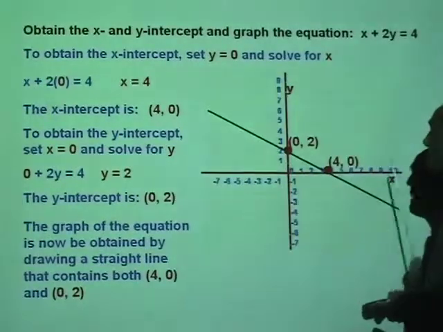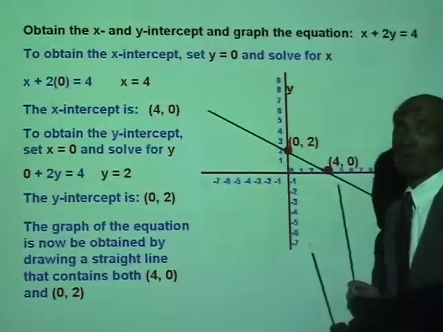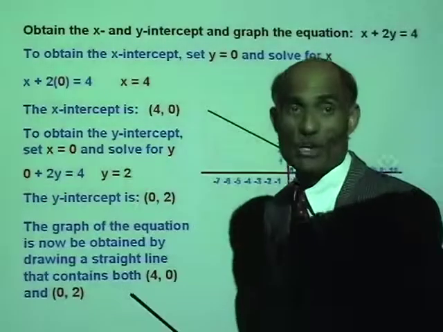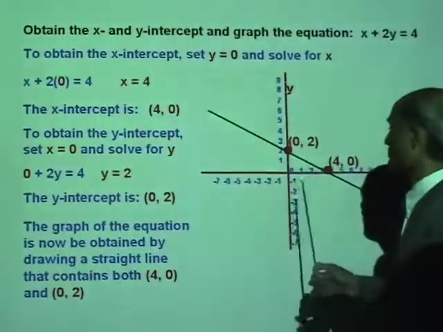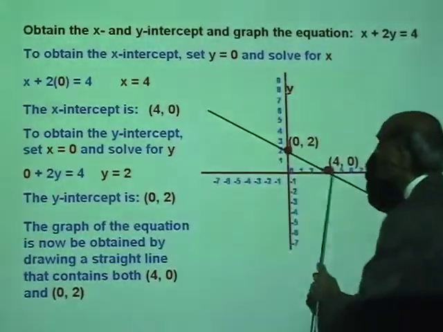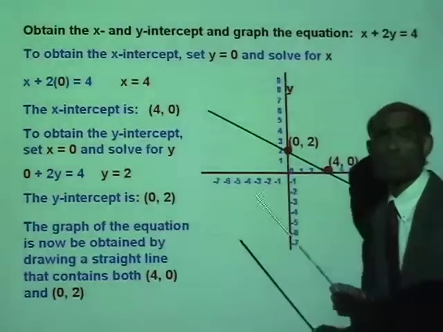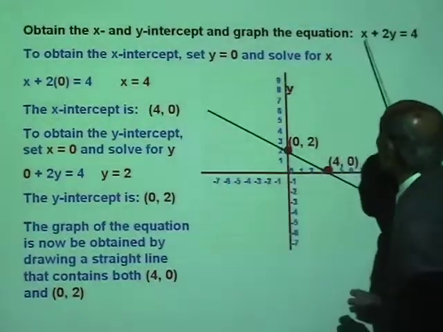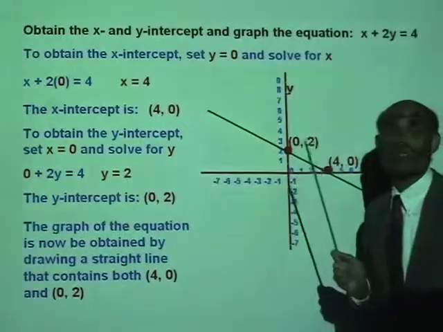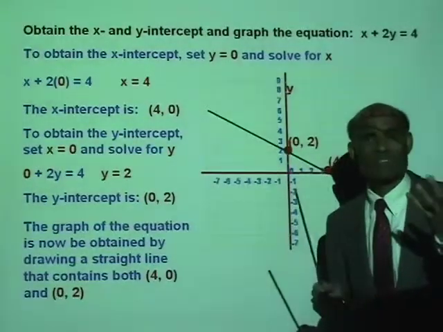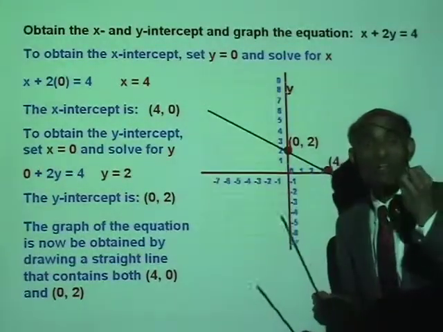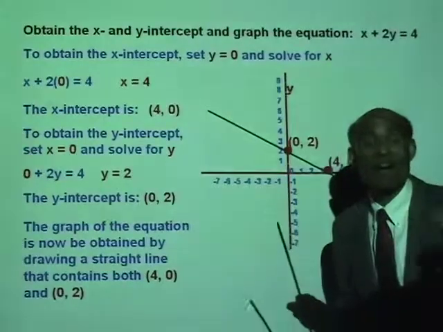That is the equation. Alright? Now, if I give you a graph, now look at this. If I give you this graph and ask you whether this graph belongs to this equation, how do you check it? You can check it by using the x and y intercept.